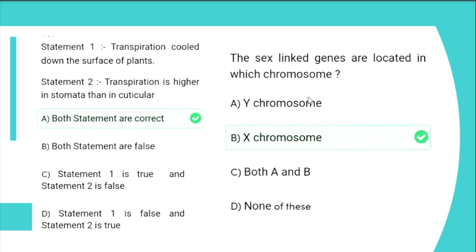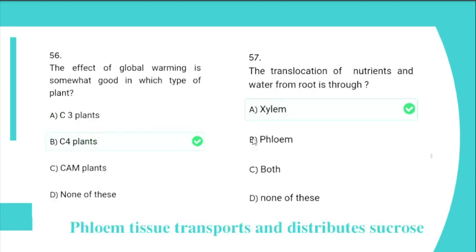Next question, statement 1, that is transpiration cool down the surface of plant. Statement 2, transpiration is higher in stomata than in cuticular. So here both the statements are correct, so option number A will be the right answer. Next question, the sex linked genes are located in which chromosome? Here option number B, X chromosome, is right answer.